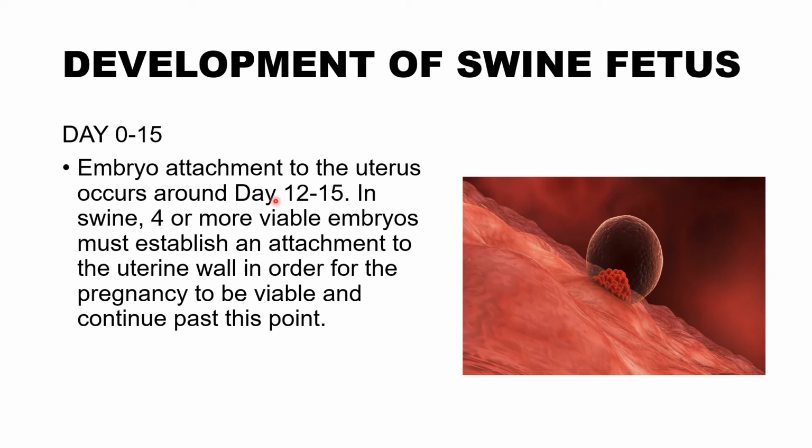So, in swine, 4 or more viable embryos must establish an attachment to the uterine wall in order for the pregnancy to be viable and continue past this point. So, there must be 4 fertilized embryos attached to the uterine wall for the pregnancy to be successful at this early stage, at this day 0 to 15. If fewer than 4, no development will happen.